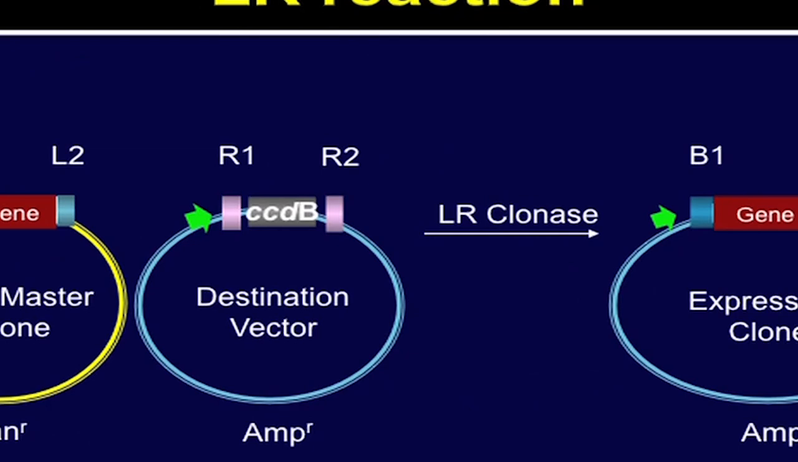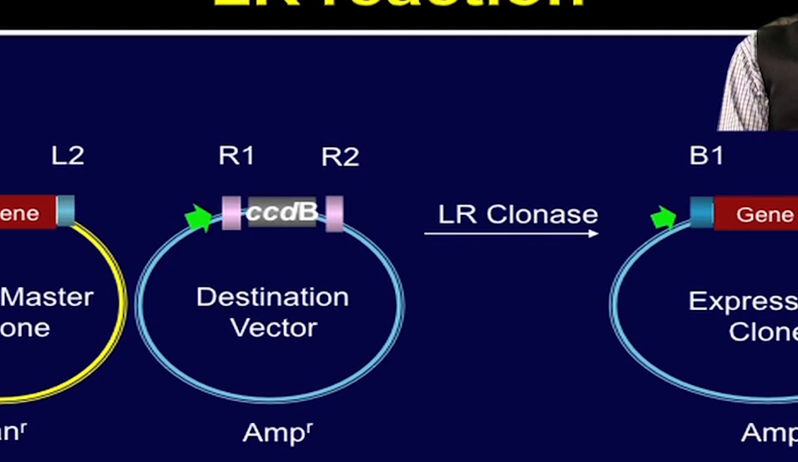In the BP reaction, you had made the entry or master clone, and now that can be further used in the LR reaction. In the LR reaction, the interaction between attL and attR sites is catalyzed by the enzyme LR clonase. The reaction is known as the LR reaction: LR recombination between entry clone and destination vector. As you can see in this slide, you have an entry clone, the master clone, which was selected on the kanamycin plate, and now you want to transfer that into a destination vector which contains another antibiotic gene, the ampicillin resistance gene.